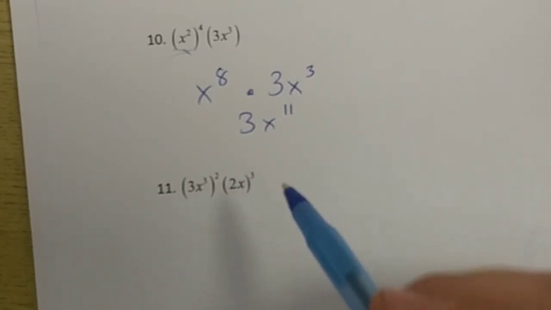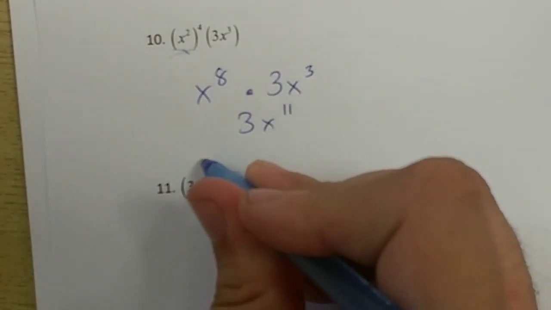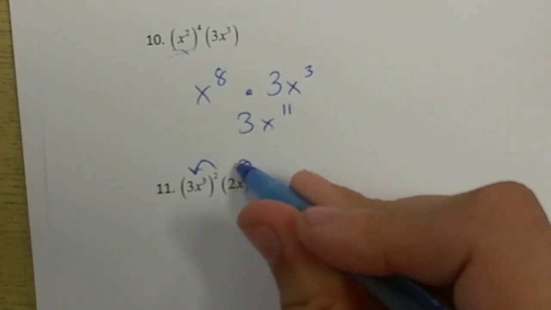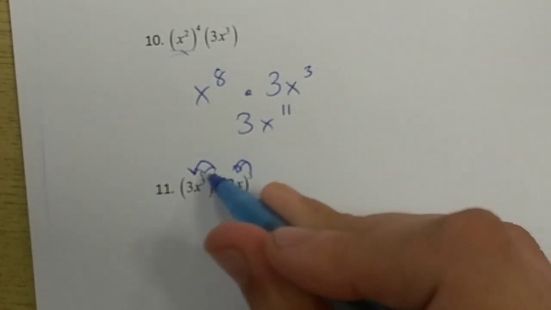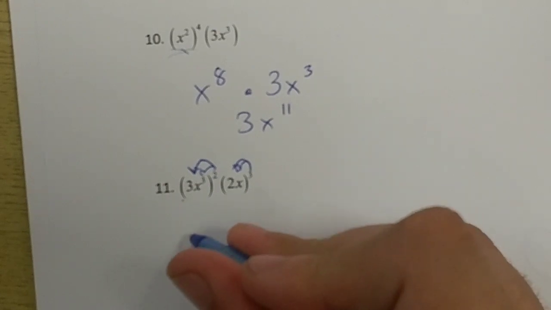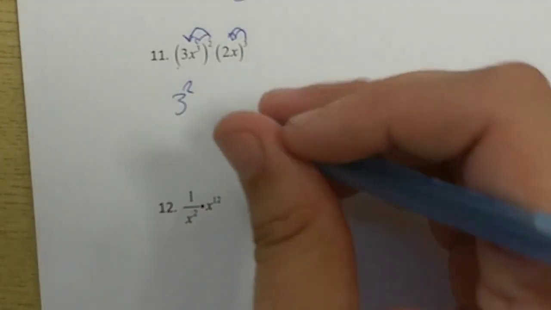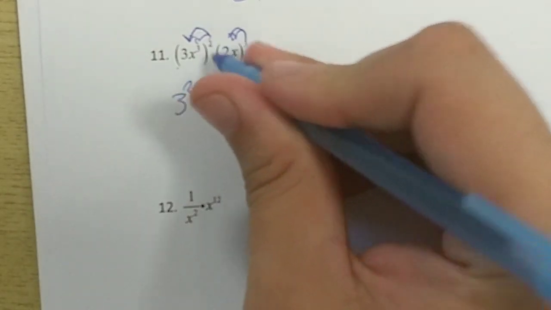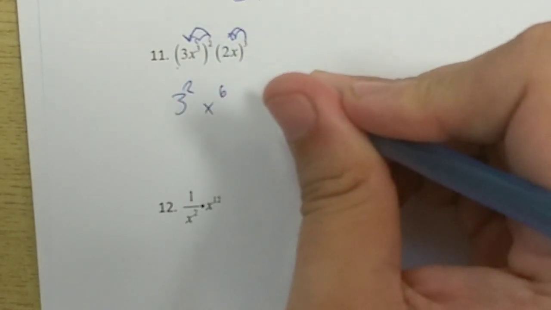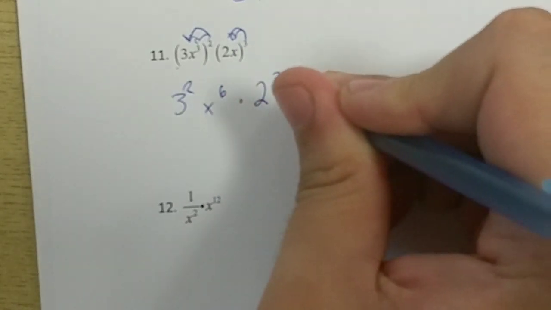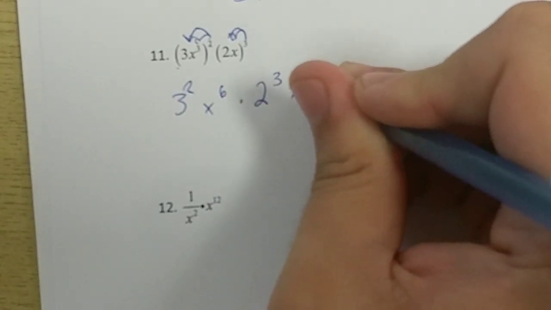I remember this one tripped up a lot of people. First, you want to distribute this 2 to here, and you want to distribute this 3 to here. So 3 to the second power, x to the third, to the second, so that's x to the sixth power. Times 2 to the third power, x to the third power.